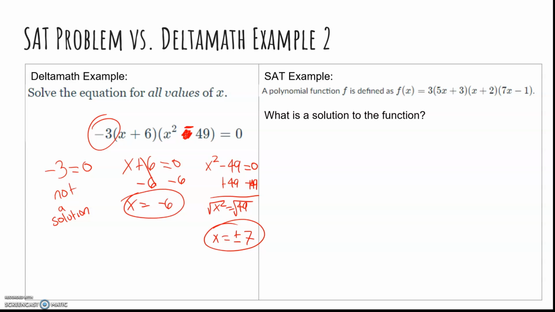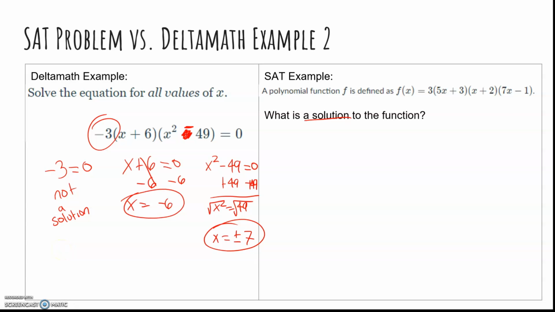And in our SAT example, it says the polynomial function f is defined as f of x is equal to 3 times (5x plus 3) times (x plus 2) times (7x minus 1). And it says, what is a solution to the function? A solution. So we just have to find one. I'm going to do all of them just for you guys, and then I will decide which one would fit.